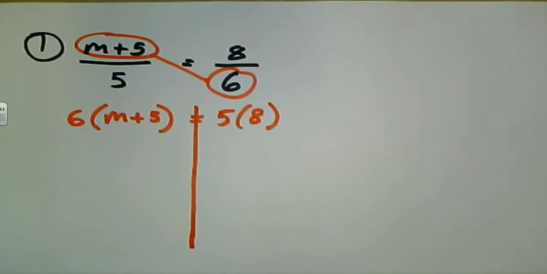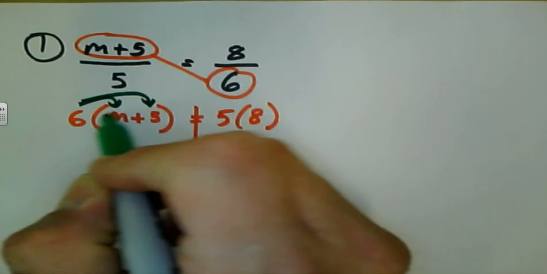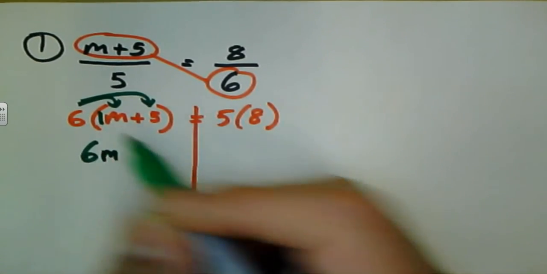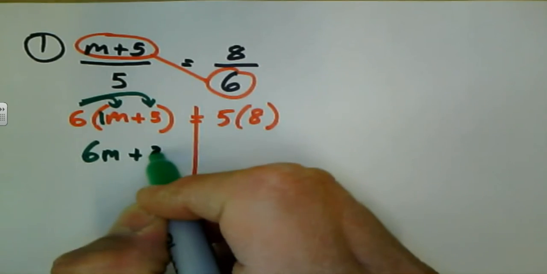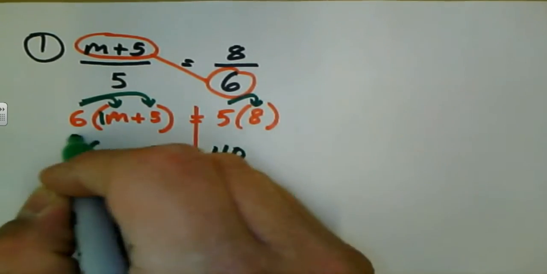All right, next up, then we just hit all of our 5 main steps. Distribute. There's a 1 in front of there, so 6 times 1 is 6, and you add the m's, there's just 1 m. 6 times 5 is 30. 5 times 8 is 40.